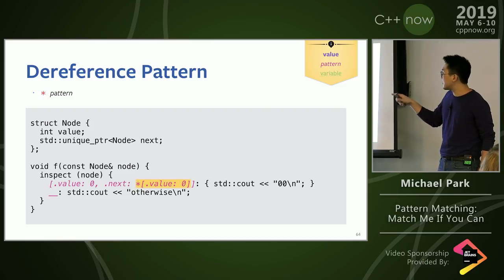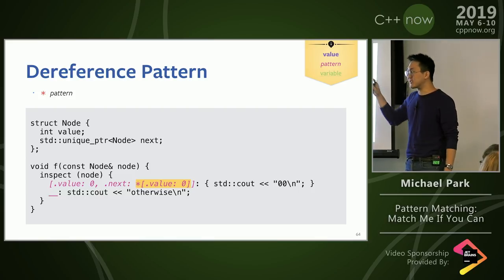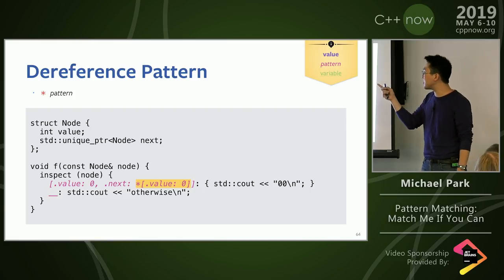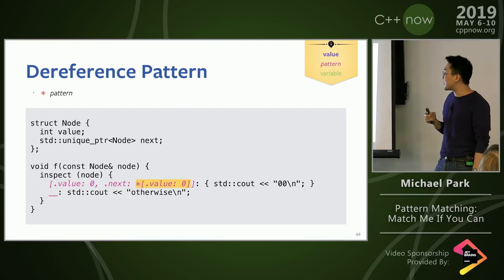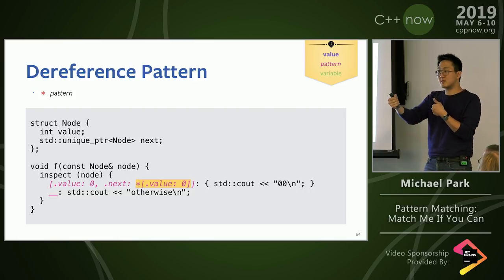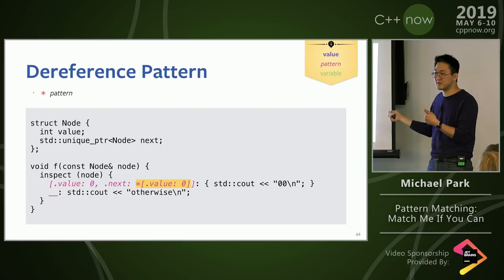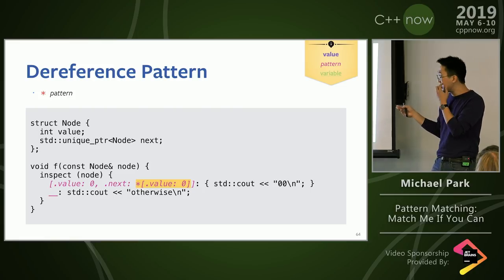So this is where the dereference pattern is. This is a silly example, by the way, so don't get tied up on the example. Let's say we have a silly singly linked list. We have some value and a node and a next node. And we're going to inspect a node and say, if I have a value 0, and if the next exists and the value is 0, then I'm going to print 0, 0. Right? Silly example, but enough to demonstrate this point.